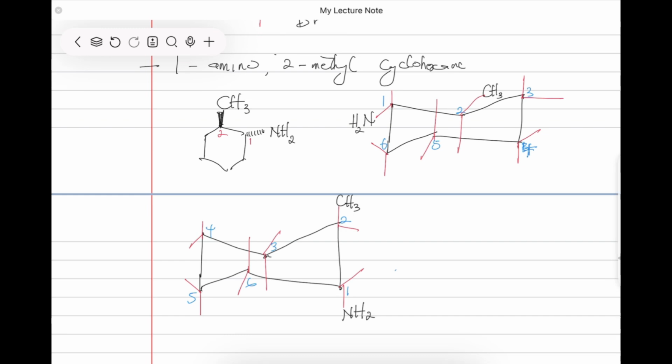So in most cases, the structure of the compound will be drawn and you'll be asked to represent it in a chair conformation, rather than being given the name and having to draw the structure first before converting it to a chair conformation.